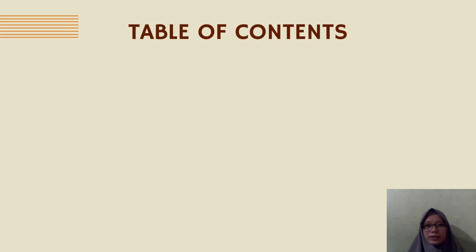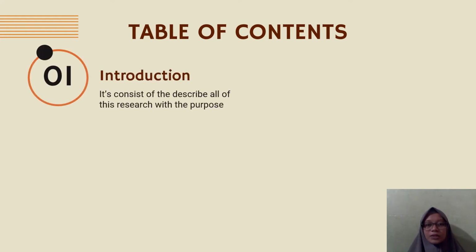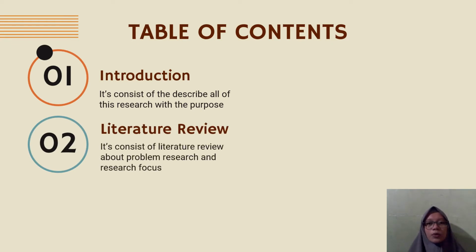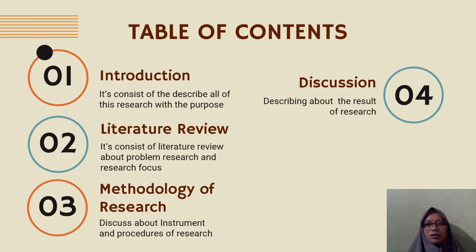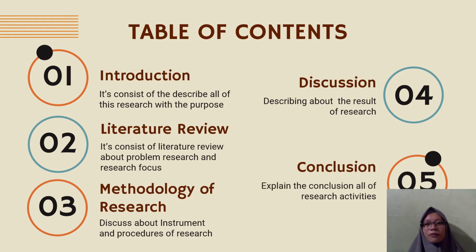Next is the table of contents. The first is introduction, which describes all of this research with the purpose. And the second is literature review, which consists of literature review about problem research and research focus. And the third is methodology of research, discussing the instrument and procedures of research. And the fourth is discussion, which describes the result of research. And the fifth is conclusion, which explains the conclusion of all research activities.